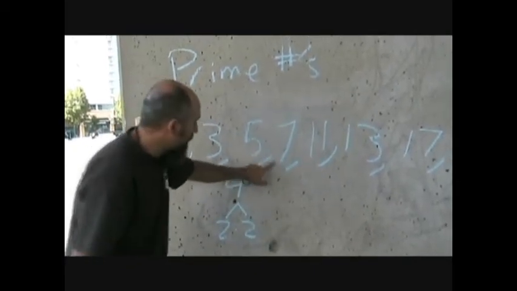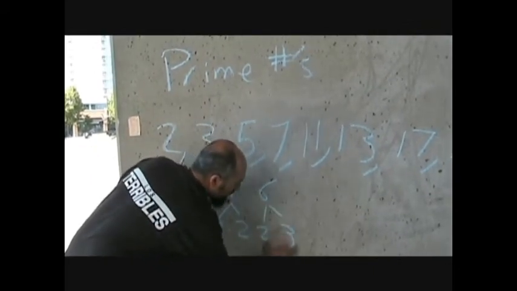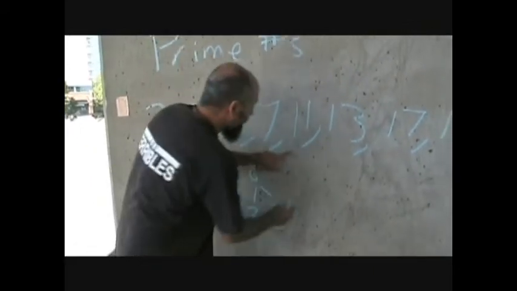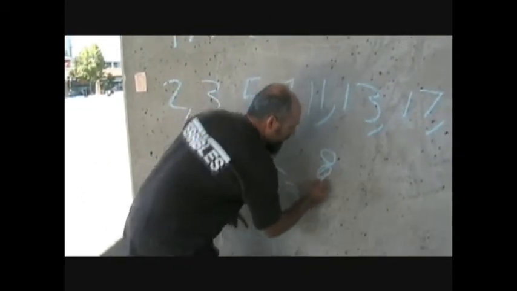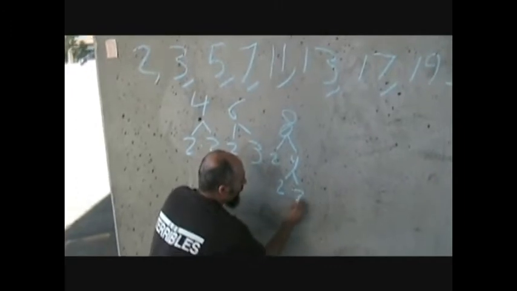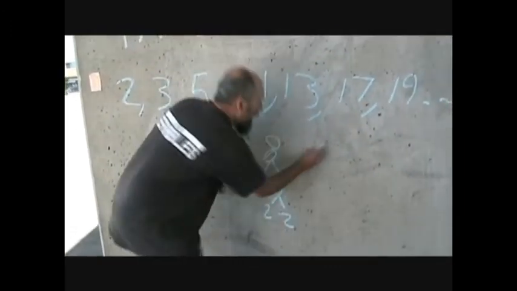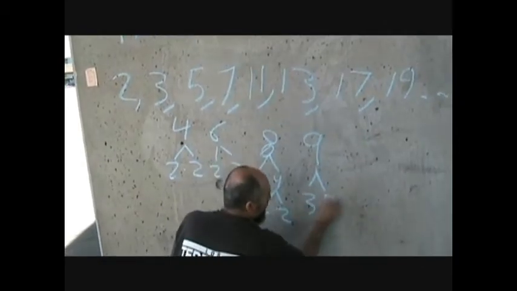Number 5 is a prime number. Number 6, what's number 6? It's 2 times 3. Then you've got 7. Then you go off to 8. 8 is 2 times 4, and 4 is 2 times 2. So again, 8 is not a new number. And then you've got 9. 9 is 3 times 3.